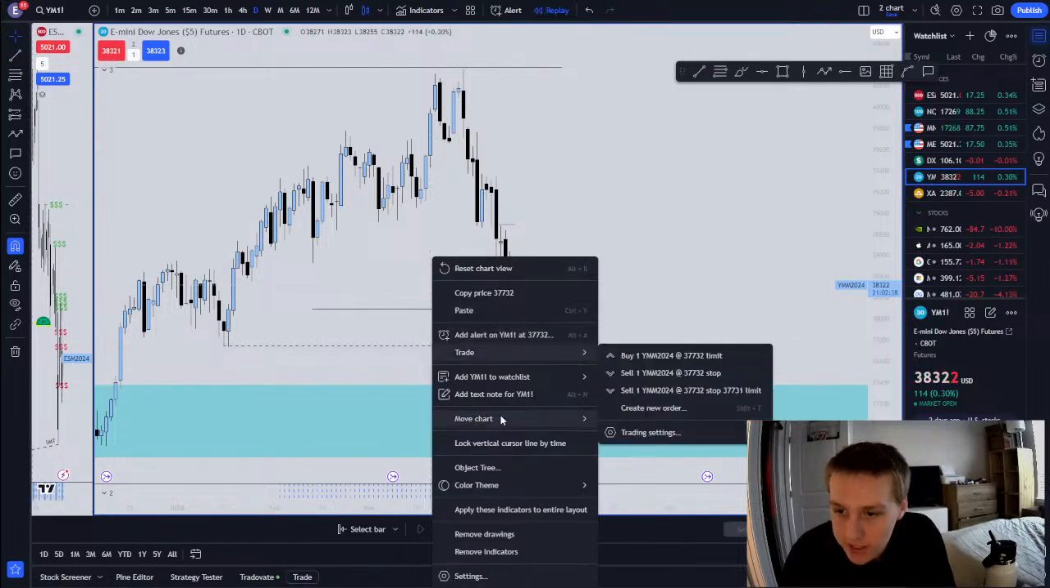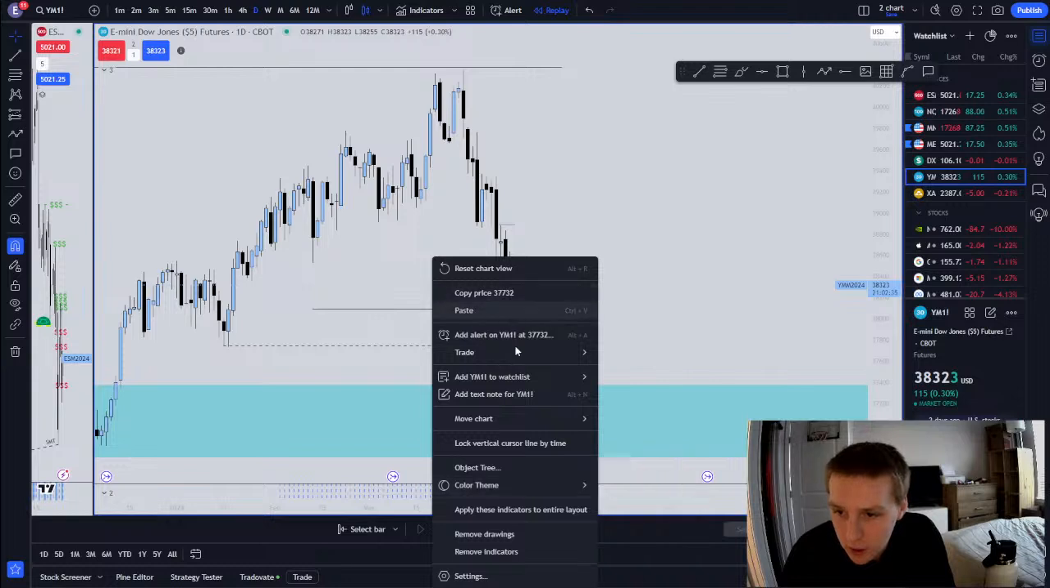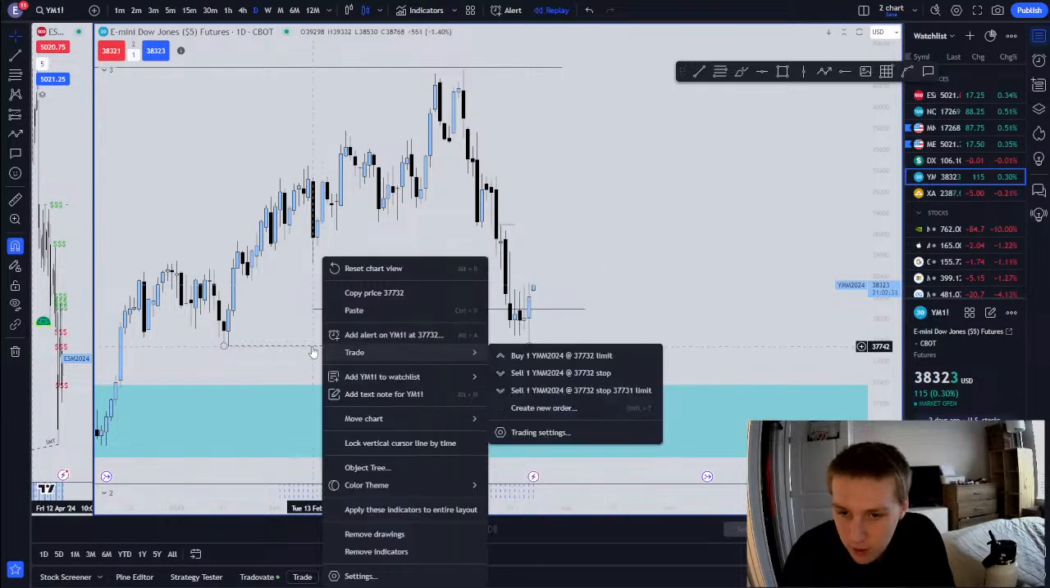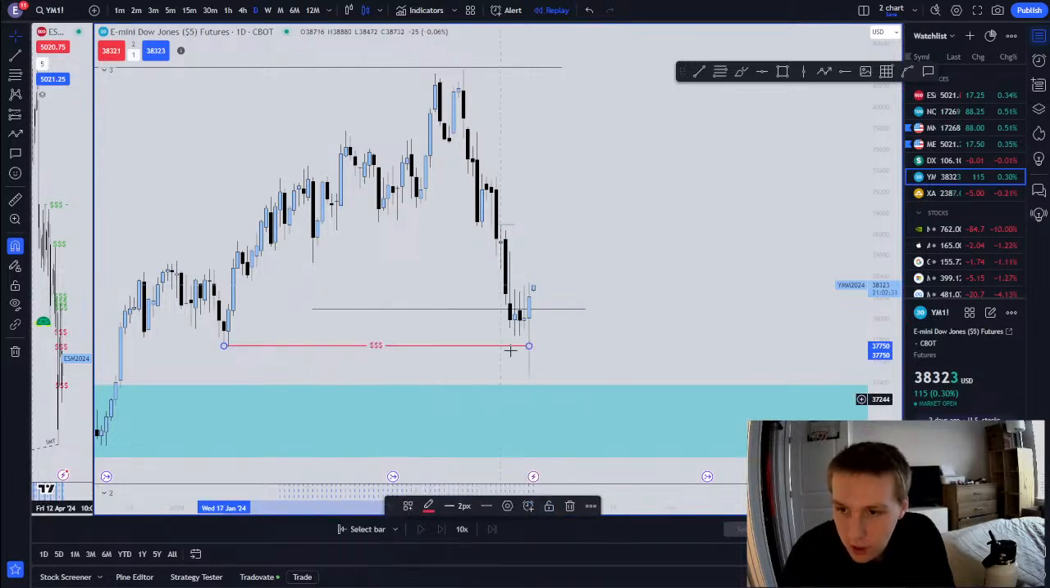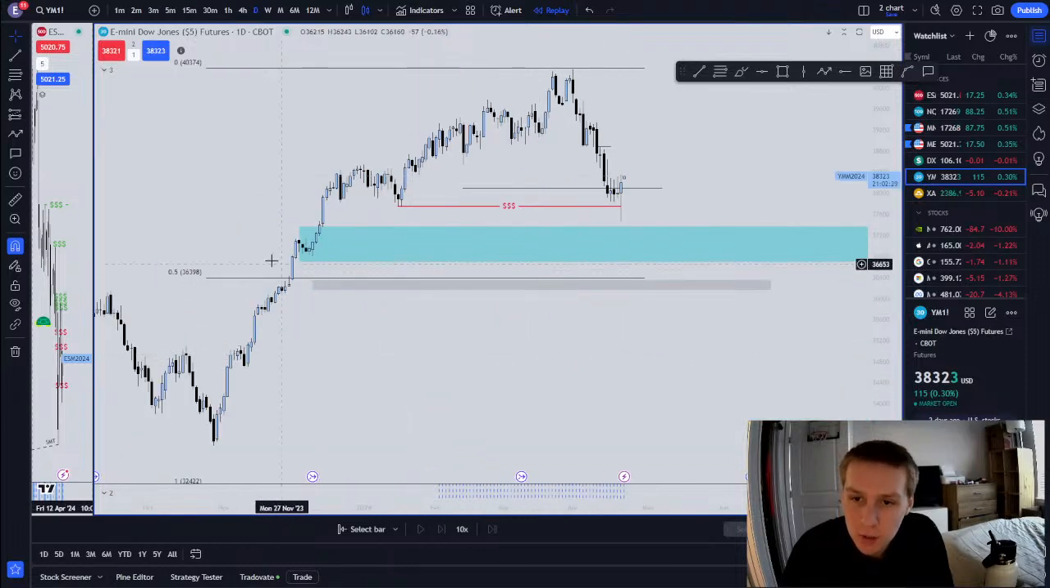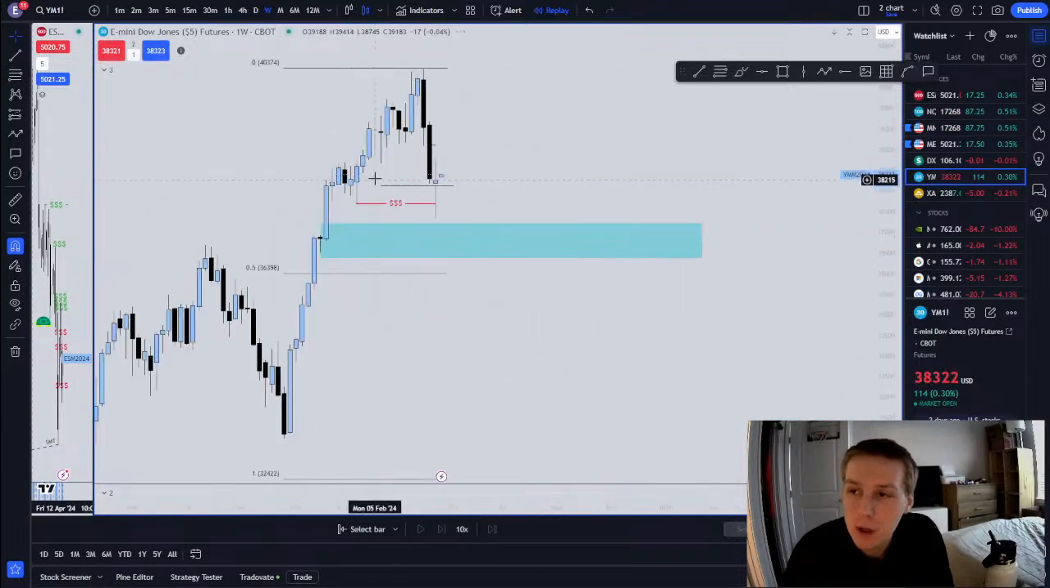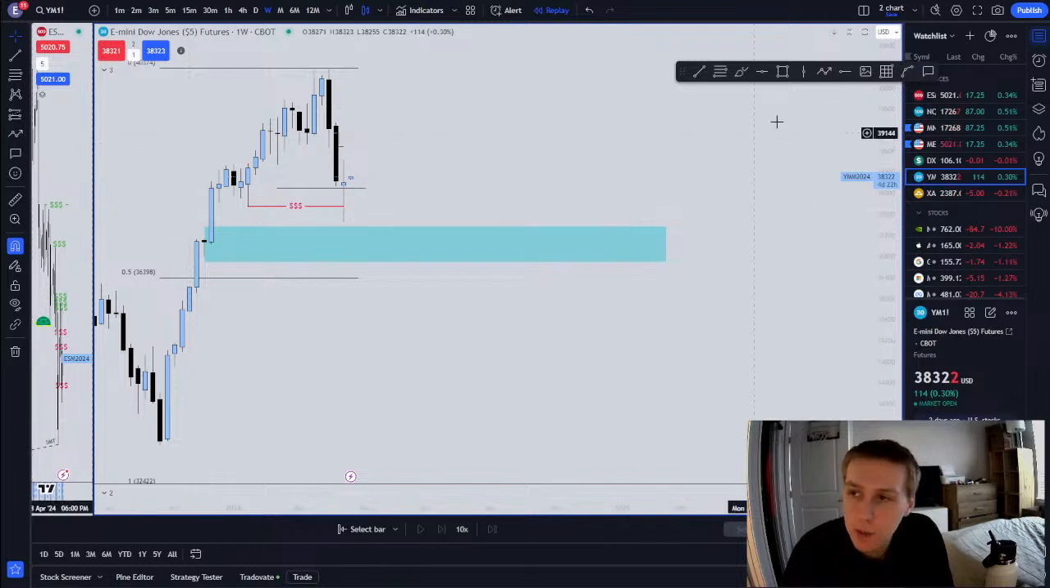We have now taken sell side liquidity on this daily time frame. We have now completed the sell side of this curve. We have a daily fair value gap here. This is probably a weekly fair value gap as well. Yeah, we're coming back down into this weekly fair value gap.